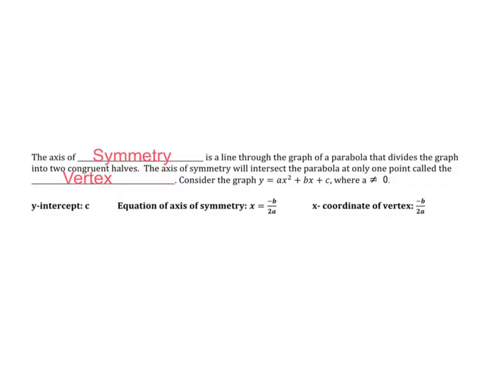The axis of symmetry is a line through the graph of a parabola that divides the graph into two congruent halves. The axis of symmetry will intersect the parabola at one point only, and that's going to be called the vertex. Consider the graph y equals ax squared plus bx plus c, where a does not equal 0. The y-intercept is always going to be our c value, the value that doesn't have an x. The equation of the axis of symmetry we're going to use is x equals negative b over 2a, and the x-coordinate is going to be negative b over 2a.